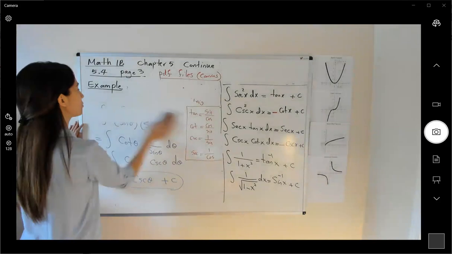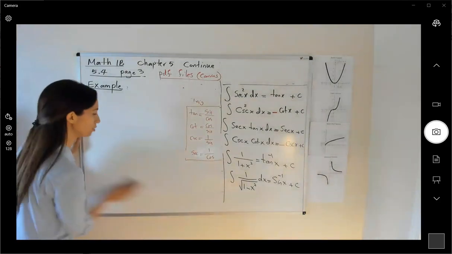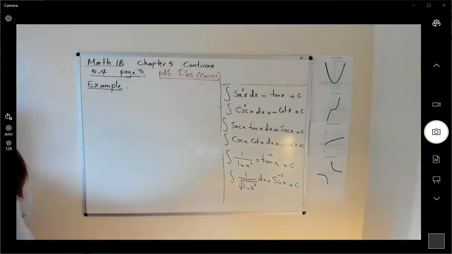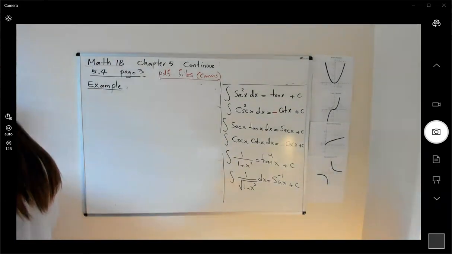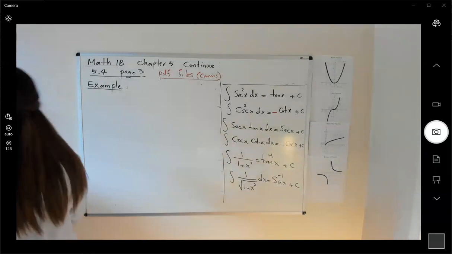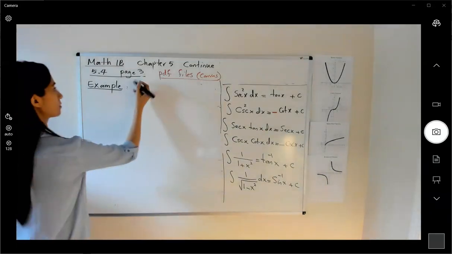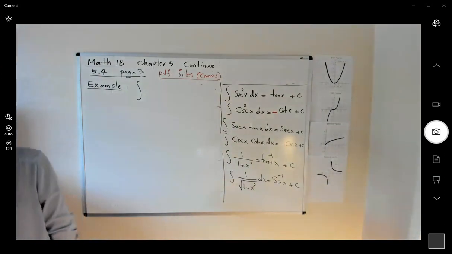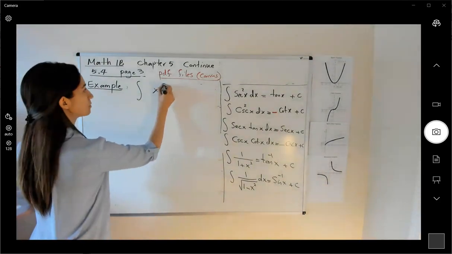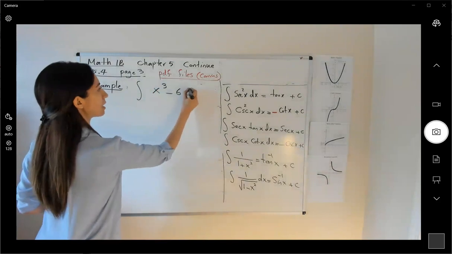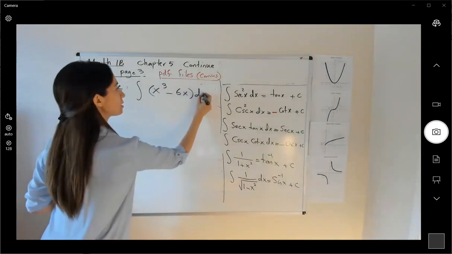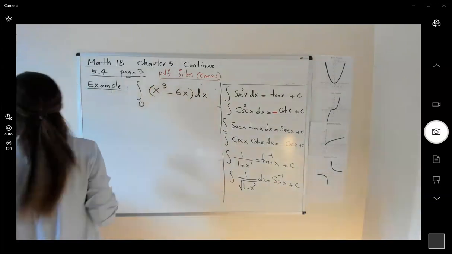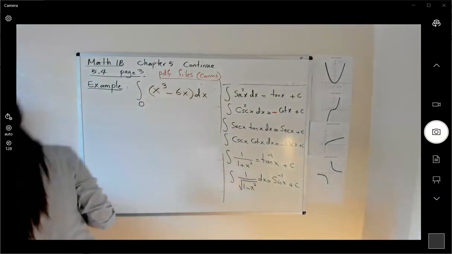So again, we are still on page 3. We're going to continue to the next example. This example says, evaluate this integral. This is a definite integral: x cubed minus 6x dx, while your lower limit is 0 and your upper limit is equal to 3.